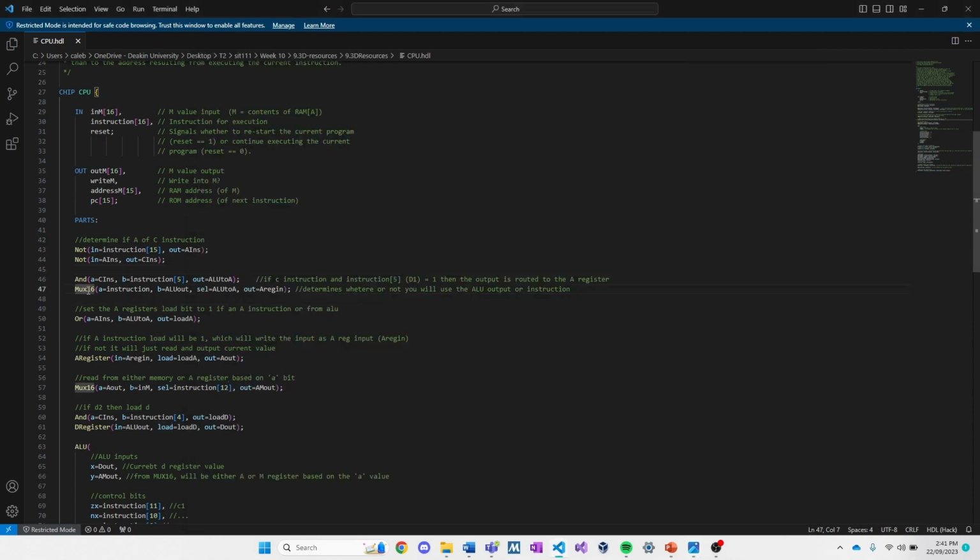Now in the Mux16, with 16 being how many bits wide it can take, and mux meaning multiplexer, it takes an instruction, the ALU output, and the select value is whether or not it's coming from the ALU. So, if it is coming from the ALU, then the output of this multiplexer will be the value that has been received from the ALU, and if it's not, then it'll just be the instruction.